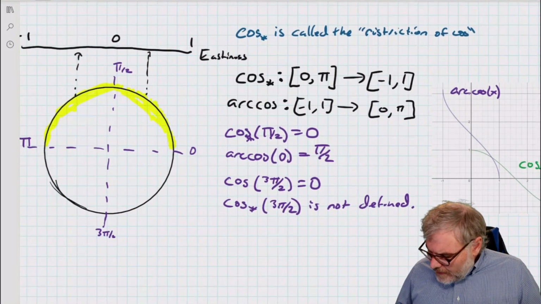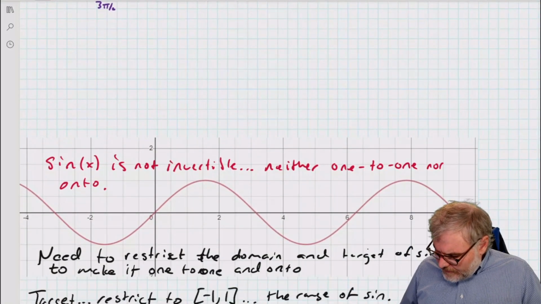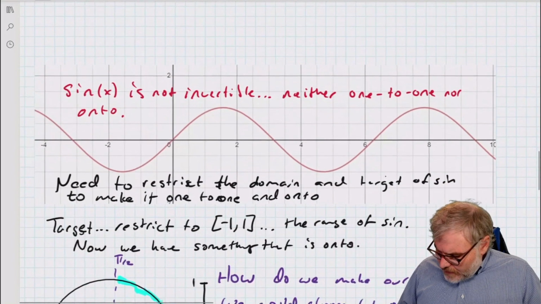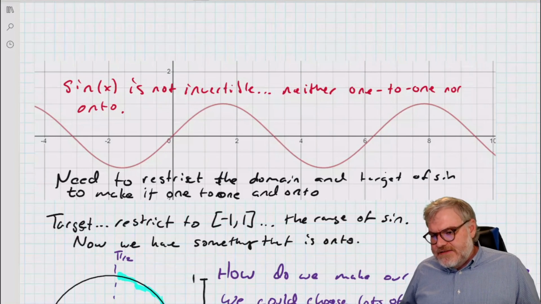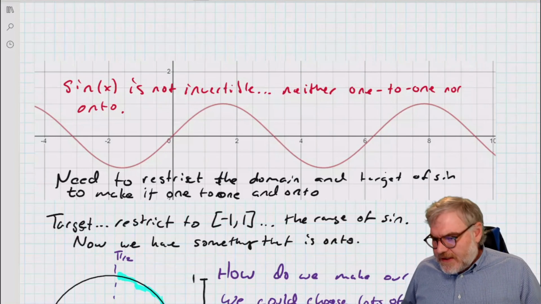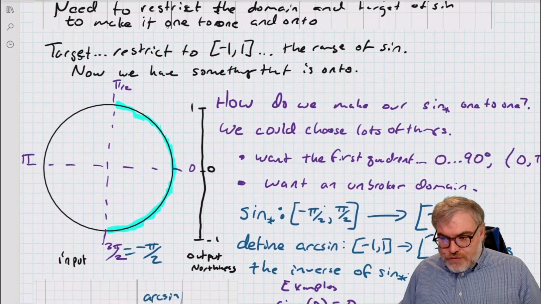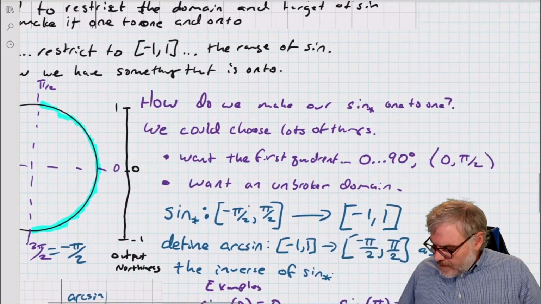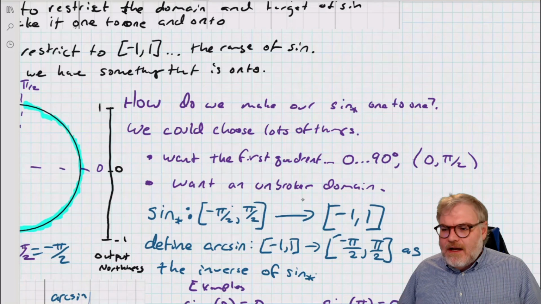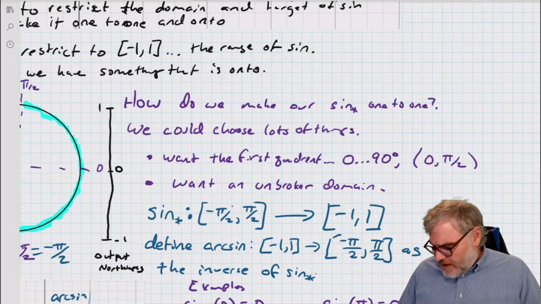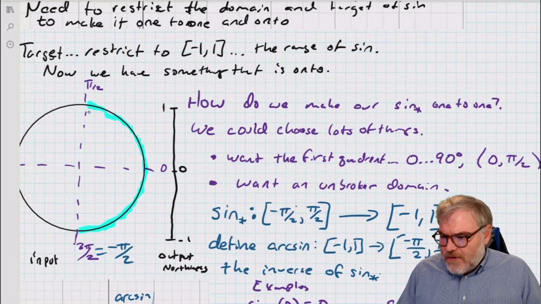Okay. Let's look at sine. Sine's not invertible. It's also neither 1 to 1 nor onto. We need to make a choice. The target, again, we're just going to restrict to negative 1, 1, which is the range of sine. And now we have something that's onto. Well, how do we make our choice for sine to be 1 to 1? Again, we could do lots of things, right? But we want the first quadrant from 0 to pi over 2, and we want an unbroken domain. We want a continuous function. So we're going to choose this piece here, just like before.